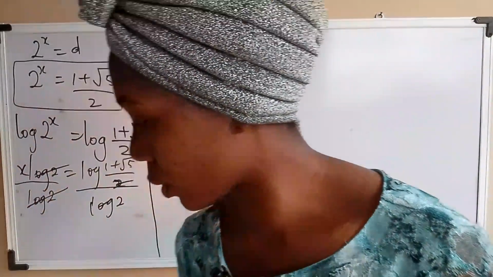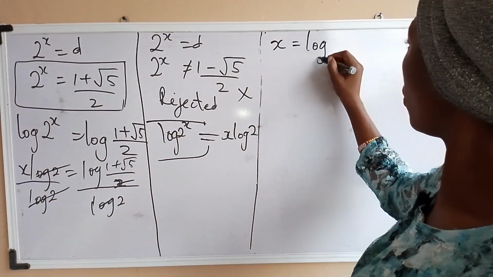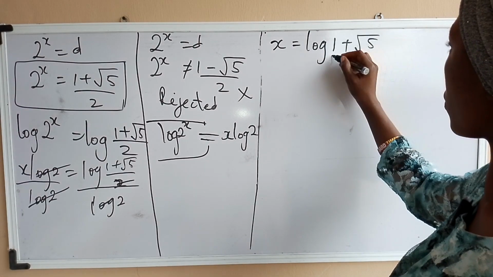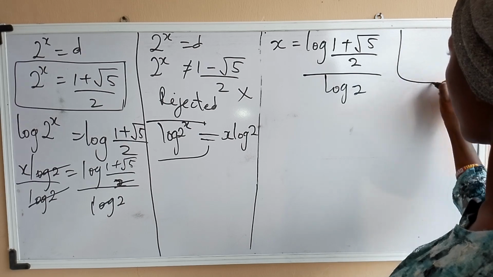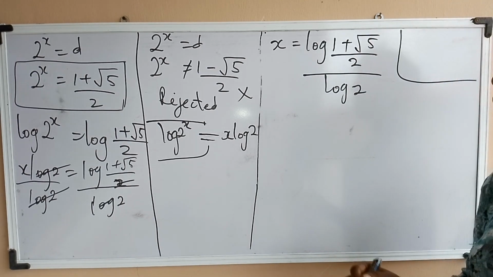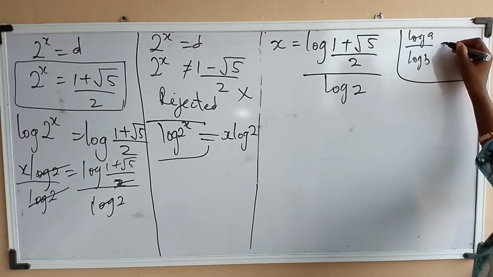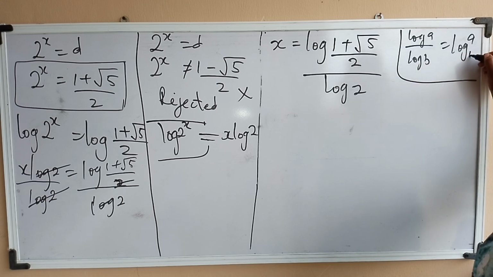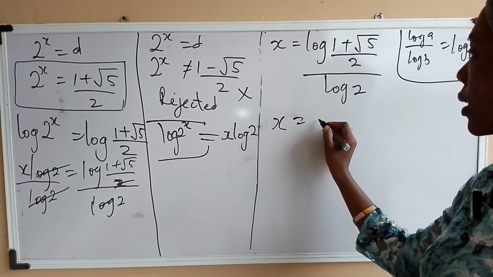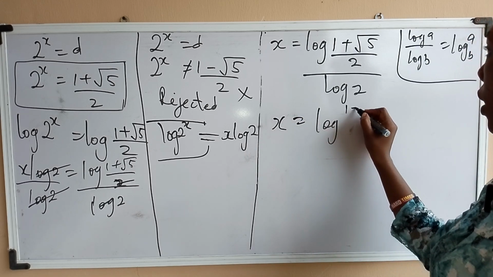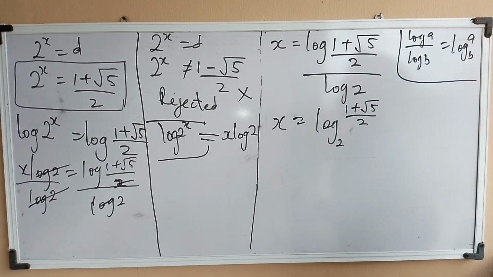So divide both sides by log 2. We'll have our x to be log 1 plus root 5 over 2 all over log 2. Following another rule of logarithm that says log a over log b is the same thing as log a to base b, we're going to be representing it here. This will now be x equals log 1 plus root 5 over 2 to base 2.